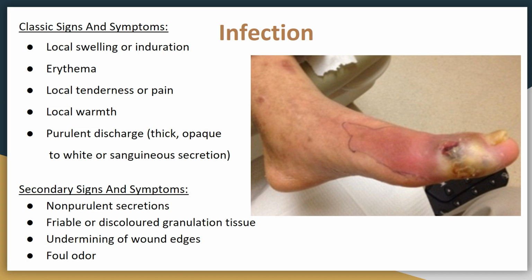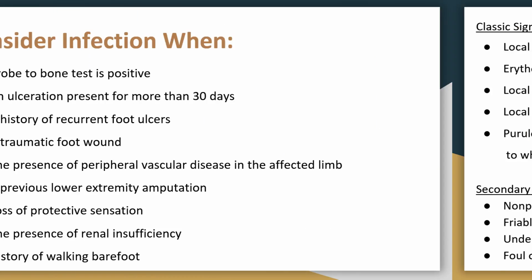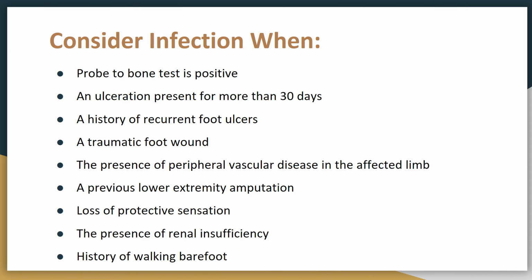However, infection can also include additional or secondary signs, being non-purulent secretions, friable or discolored granulation tissue, undermining of wound edges, and/or foul odor. These signs and symptoms of infection should be thoroughly documented to assist in monitoring the progression of the suspected infection. Clinicians should be aware of factors that increase the risk of diabetic foot infection, and especially consider infection when these factors are present.